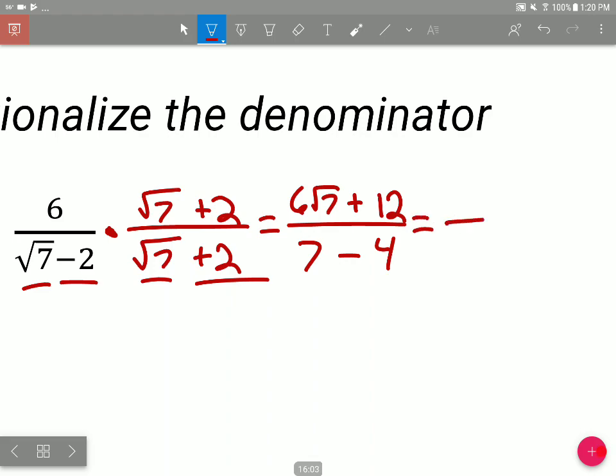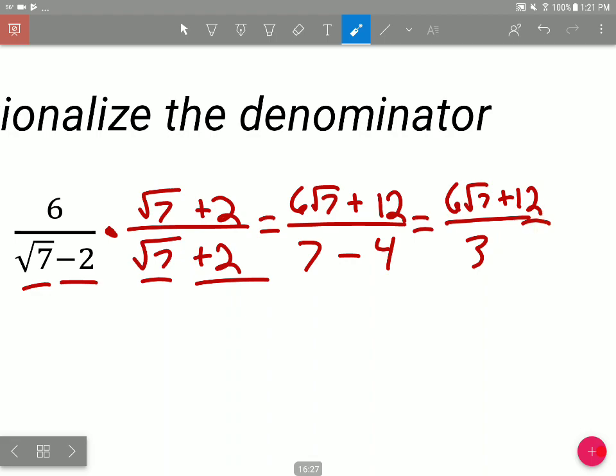What is 7 minus 4? Let's combine that. 3. Yes. Now, it's one of those all or nothing type deals. It's either I divide all 3 of these by something, but I can't just do these 2 or just those 2. Because there's a plus, it's all or nothing.